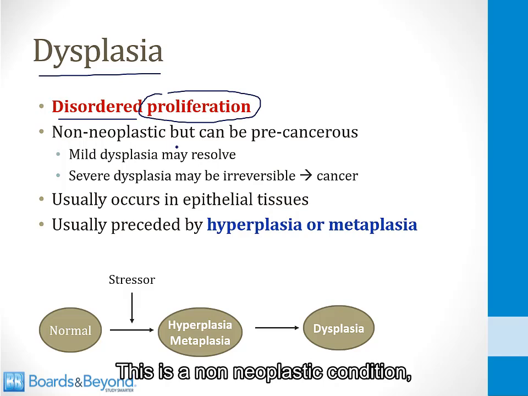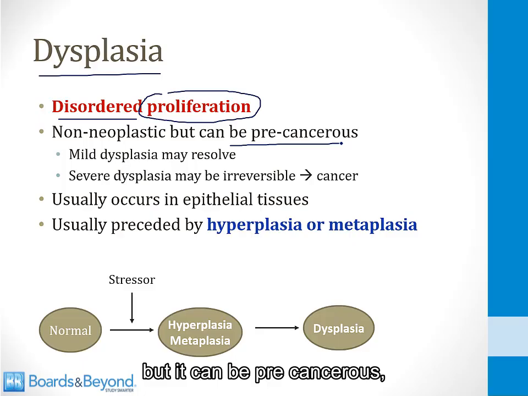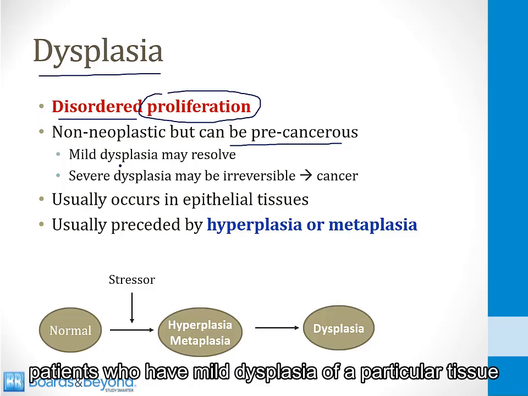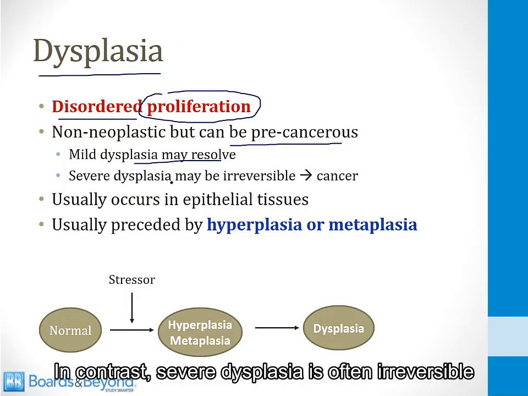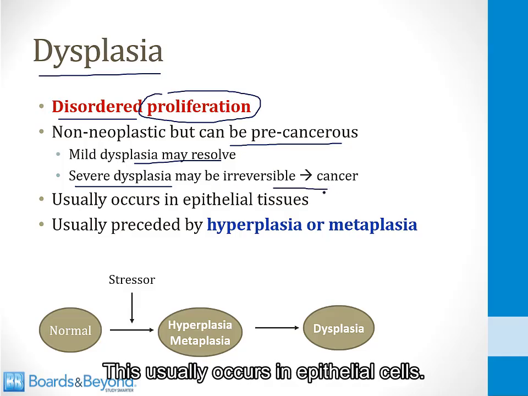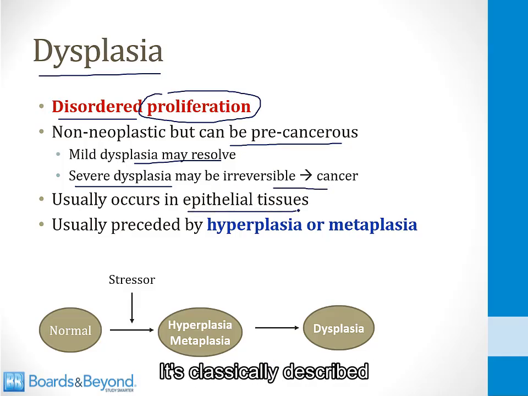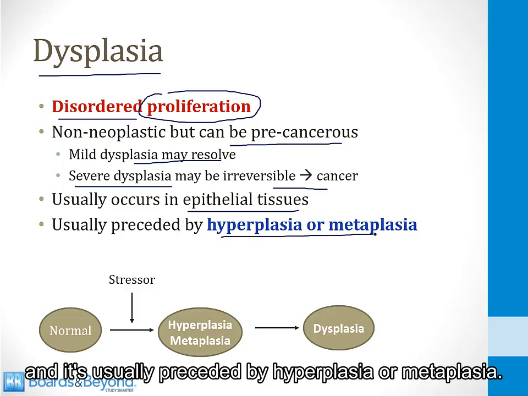This is a non-neoplastic condition, but it can be precancerous. Patients who have mild dysplasia of a particular tissue may see that dysplasia resolve if the stressor is removed. In contrast, severe dysplasia is often irreversible and leads to cancer. This usually occurs in epithelial cells. It's classically described in epithelial cell layers, and it's usually preceded by hyperplasia or metaplasia.